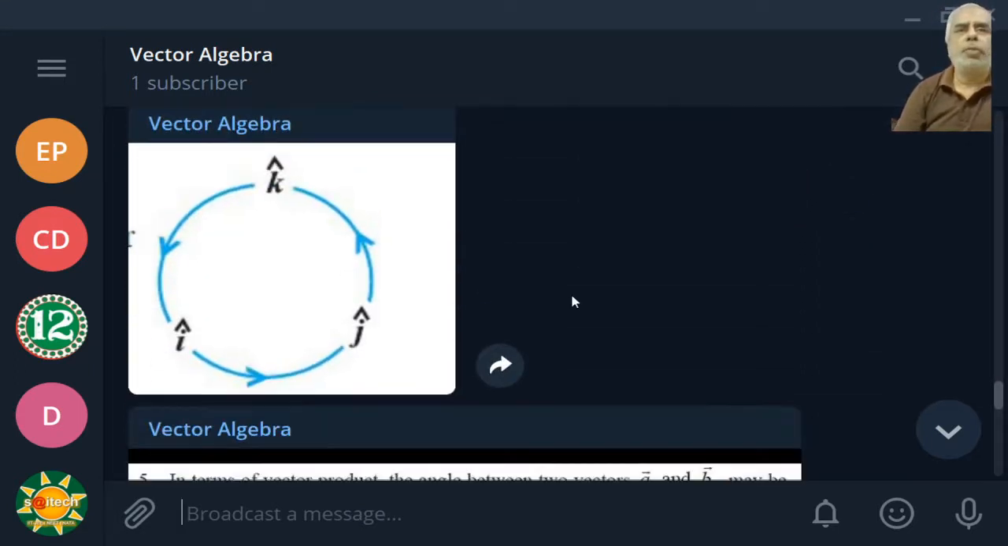And you should be aware of this cyclic order i, j, k. So it is very easy to find out. When i and j cross, it becomes k. When j and k cross, it becomes i. When k and i cross, it becomes j. So this is the easy way of remembering cross product.